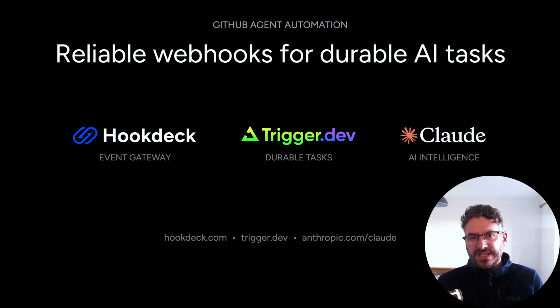So in this walkthrough, you've seen that the Hookdeck Event Gateway handles the webhook edge, verification, transformation, retries, and observability, and Trigger.dev handles durable task execution. Together, you get a production-grade GitHub agent automation pipeline without standing up any extra infrastructure.